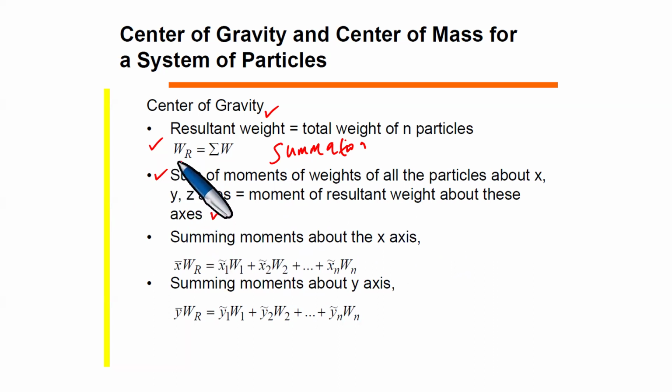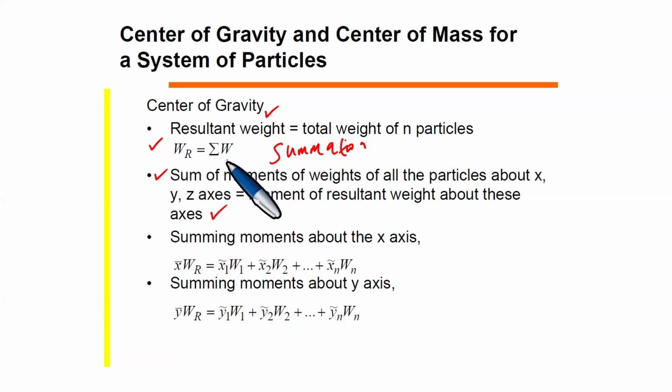So we first get the resultant weight. After having obtained the resultant, which is W subscript R, the summation of all the weights of the particles, we pay attention now, because after we found the resultant weight, we then say the sum of moments of weights of all the particles about the x, y, and z axis is equal to the moment of the resultant weight about these axes.